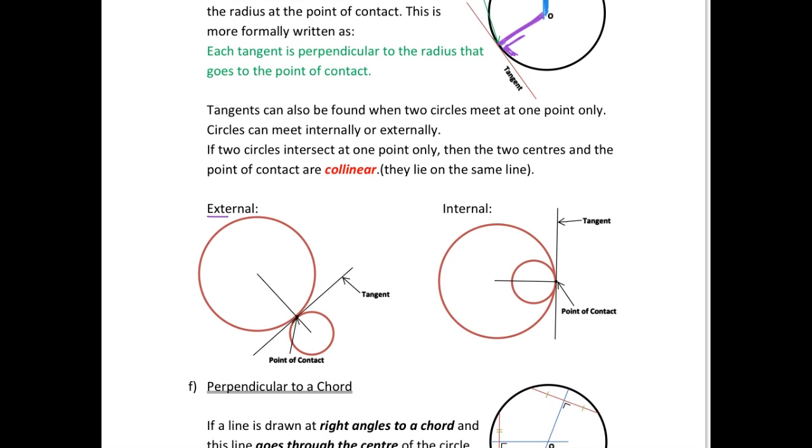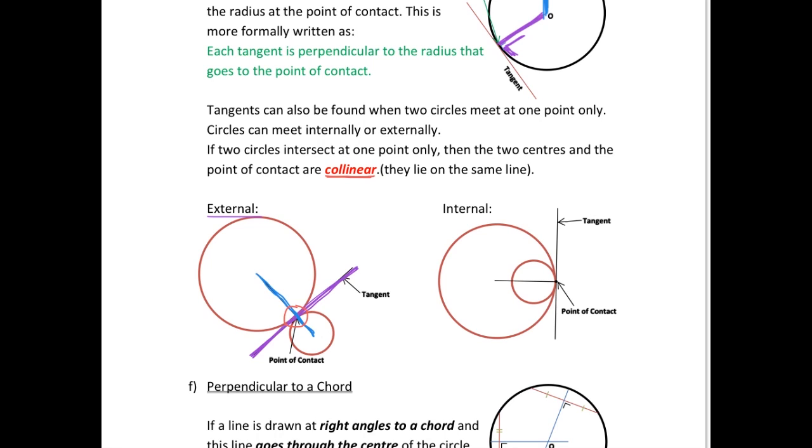here on the left we have an external tangent. Our two circles here and here meet at a single point, and through that point we can draw a tangent. If we connect the two centers, we see that the point of contact also lies on that line, at this point here. So our two centers and our point of contact are collinear.